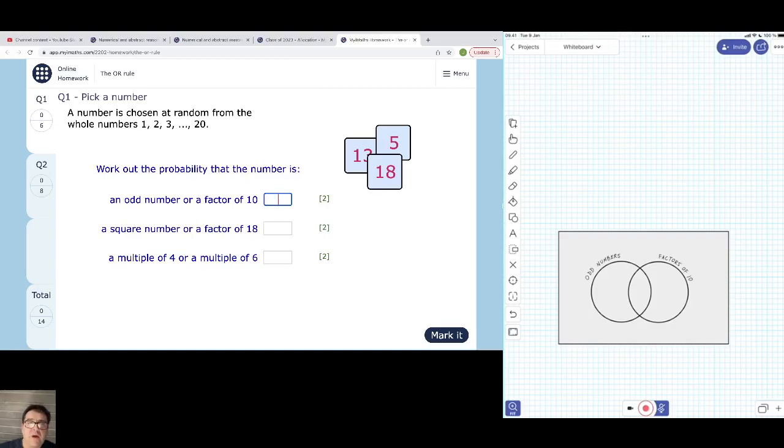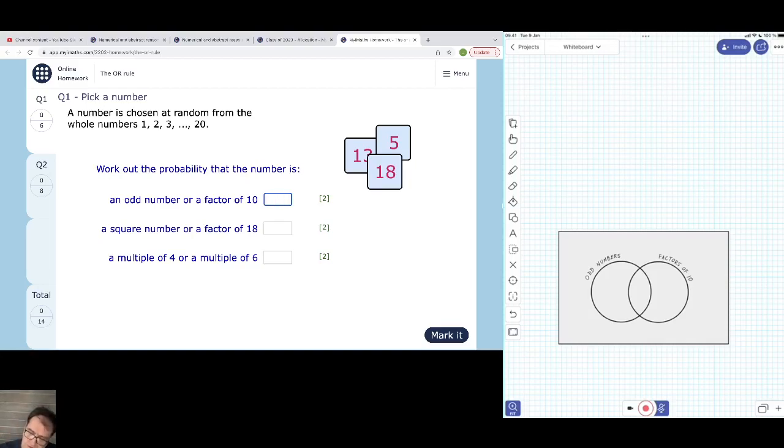So we're doing the OR rule from My iMaths, and it's question 1. It says pick a number. A number is chosen at random from the whole numbers 1, 2, 3, 4, 5, 6, all the way up to 20. So our universe is 20, the first 20 integers. Work out the probability that the number is an odd number or a factor of 10.